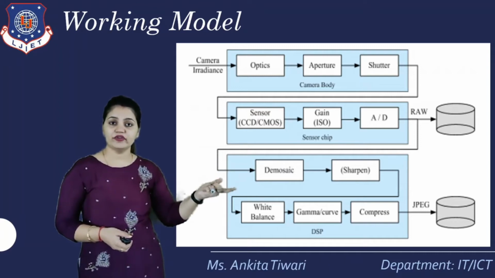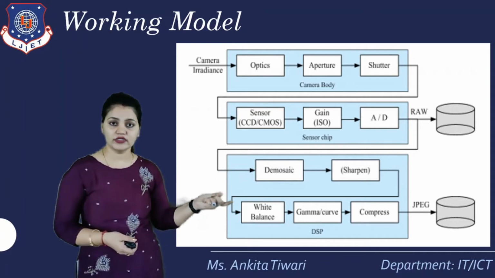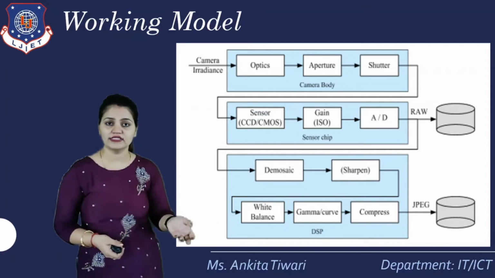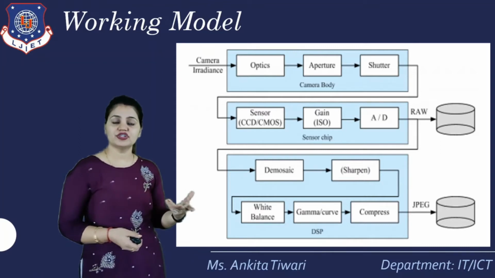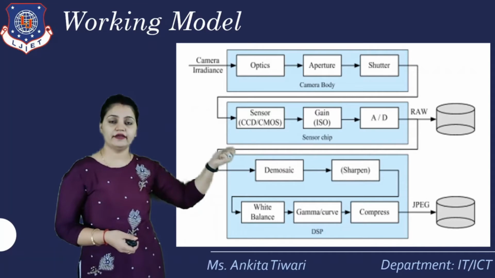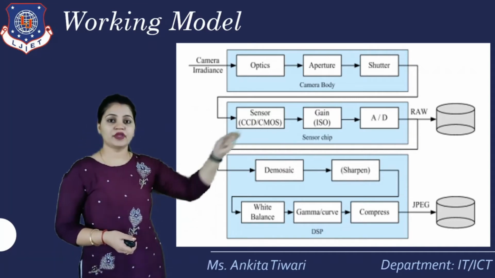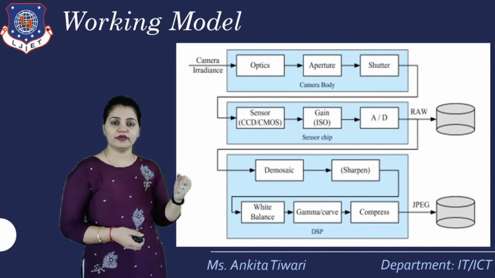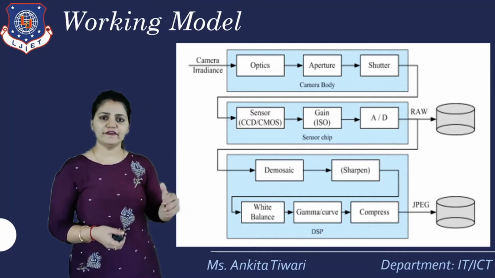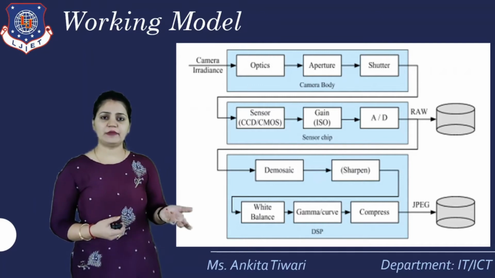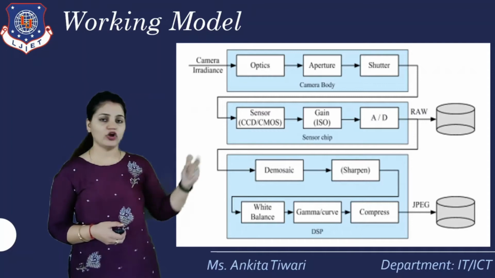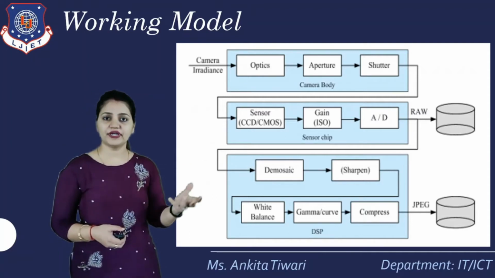From there, the values are given to the A to D converters, that is analog to digital, because until now the values are in the form of signals. They are converted to digital values, that is 0 and 1, and taken into a database. So a raw database will also be there. The raw data of the image is kept, so that if the captured image is blurred or anything else, the data can be recovered from there. That raw data will be created in some database.